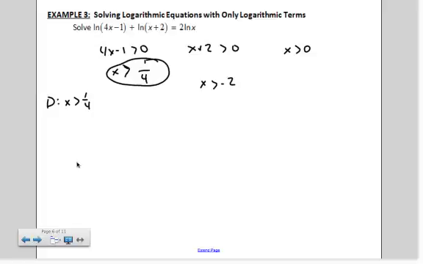Okay, so here we go. Let's do the first thing. If you look up here, the first thing we can do is we have that little plus sign there. So let's make this a multiplication. ln of 4x minus 1 times x plus 2 equals 2 ln x. Well, what's that 2 on the ln x do? It's really an exponent. So that becomes ln x squared.